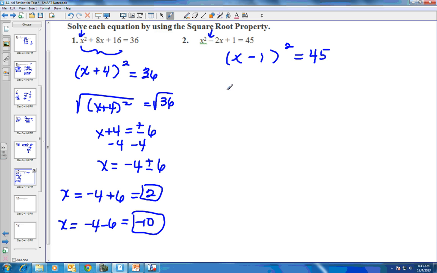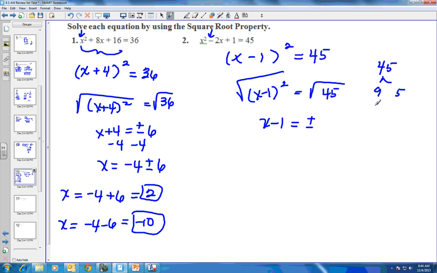Take the square root of both sides. Okay, x minus 1 equals plus or minus. Okay, so 45 is 9 times 5. 9 is 3 and 3. So I'm bringing out the 3, keeping the 5 underneath. Then I'm going to add 1 to both sides. So x equals 1 plus or minus 3 square root of 5.